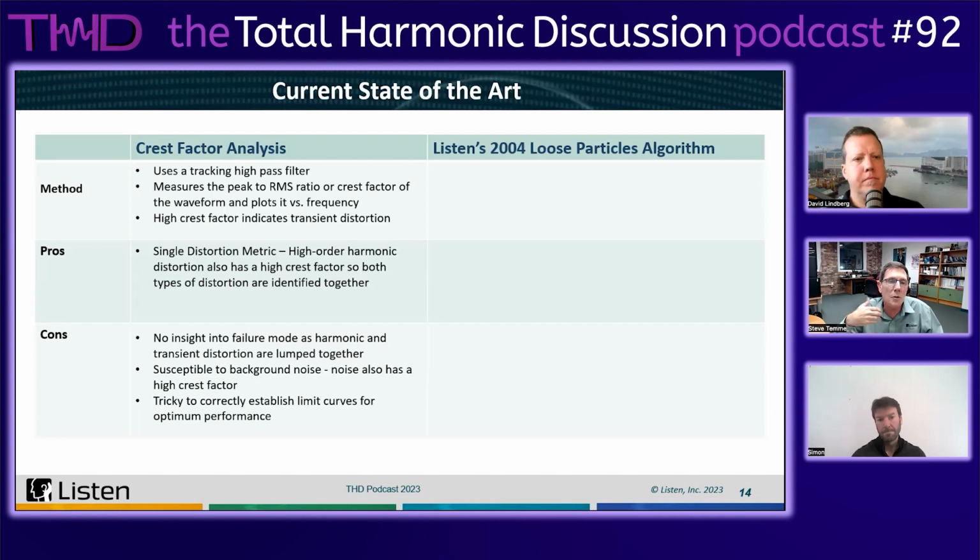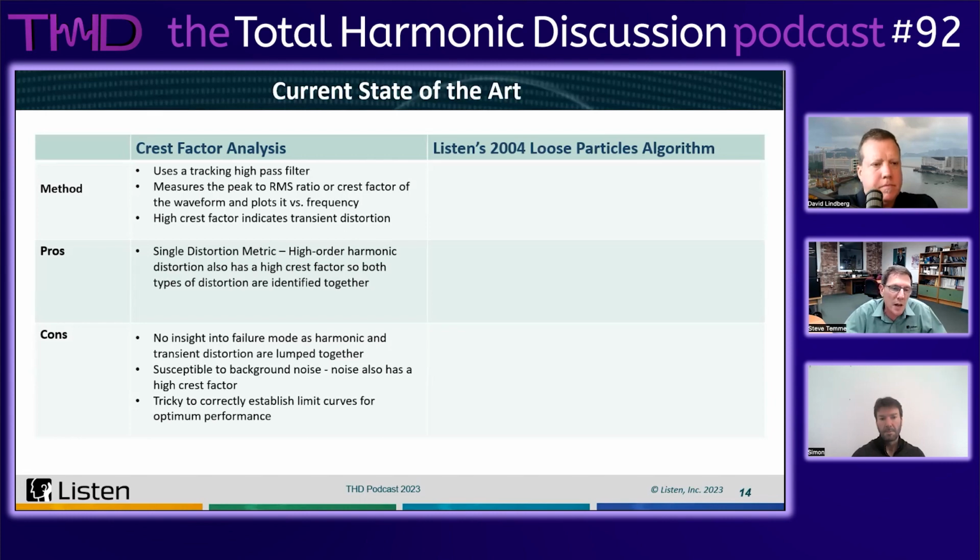Everything else in this case can be loose particles, but it can also be rub and buzz. Just briefly to remind people, crest factor is the peak to RMS ratio. If you look at a sine wave, the crest factor is 1.414. It's very low. But if you look at a transient, it's going to be very high. If you look at rub and buzz, which kind of looks like a transient, it's also going to be high, typically over 10. So what people would do is use this tracking high pass filter and look at the crest factor versus frequency. It was a single distortion metric, but it didn't isolate periodic from what I'll call non-periodic distortion or transients. So it kind of lumped them together.